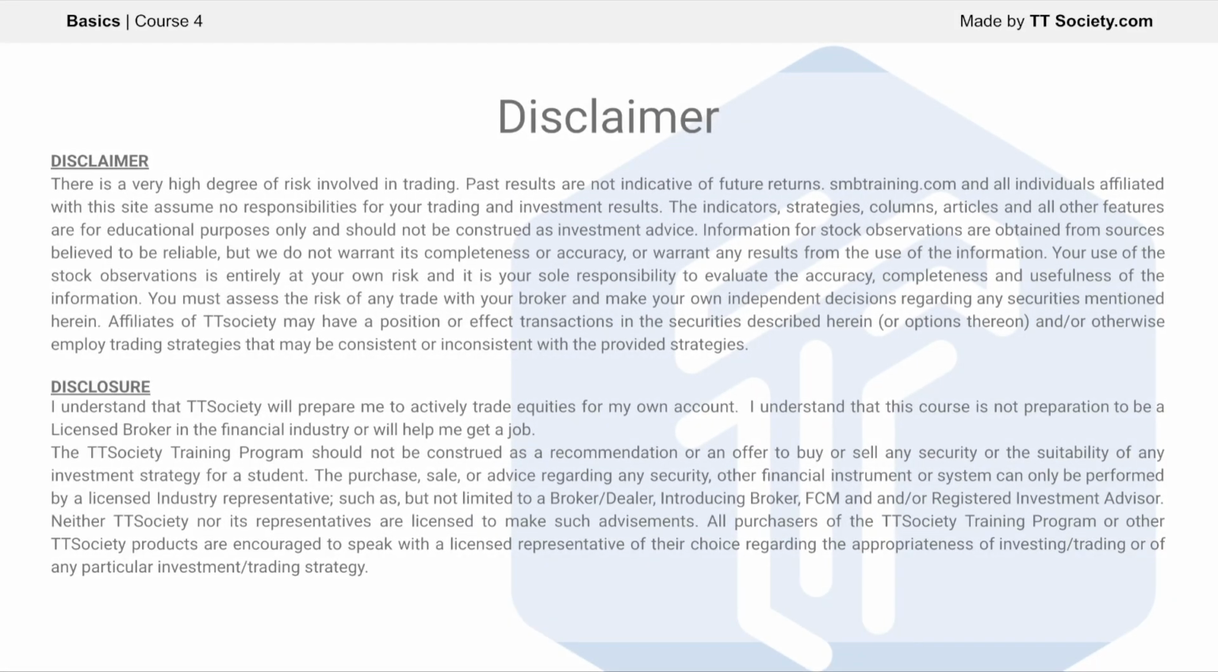Little disclaimer, please proceed with caution when trading with actual live funds. Trading is very risky.